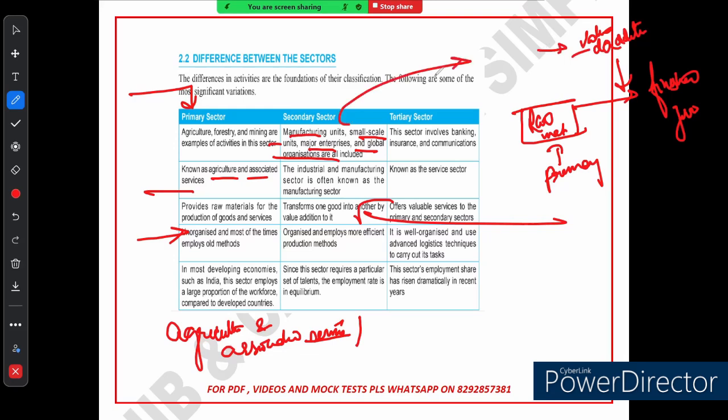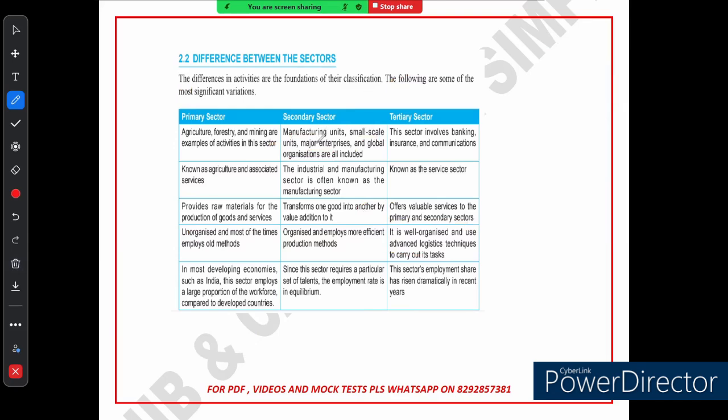Now if we talk about the organization, it is more organized as compared to the primary sector. It uses efficient production methods and technology. And if we talk about the workforce, the employment rate in this sector is stable because it requires a specific skill set. In the primary sector in a developing country like India, a large proportion of the workforce is employed, whereas in the secondary sector the employment rate is stable because it requires a specific skill set. That's why demand and supply get balanced. So every aspect we have touched in this particular table.